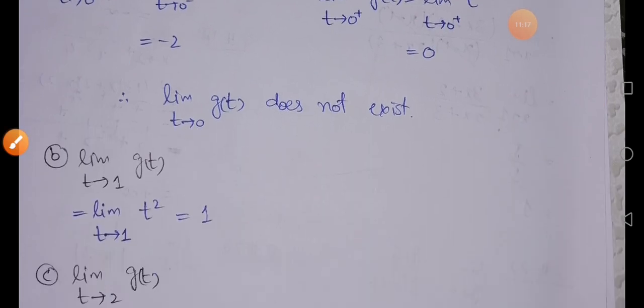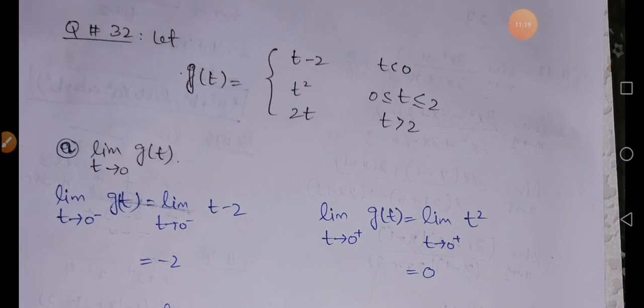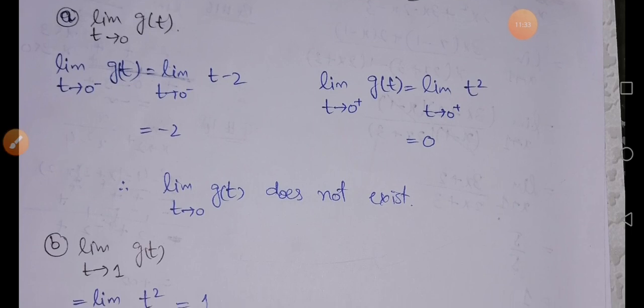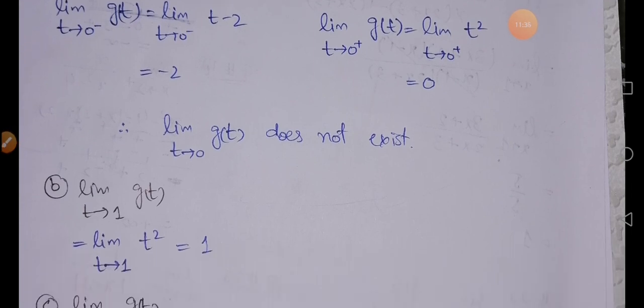Then we have limit t approaches 1, g of t. Now for t approaches 1, you can see that 1 belongs to this interval, so whether we approach 1 from the left-hand side or the right-hand side, the definition will be the same, which is t square. So you do not need to discuss the limits separately. In this case, limit t approaches 1, g of t, applying t square, will be equal to 1.